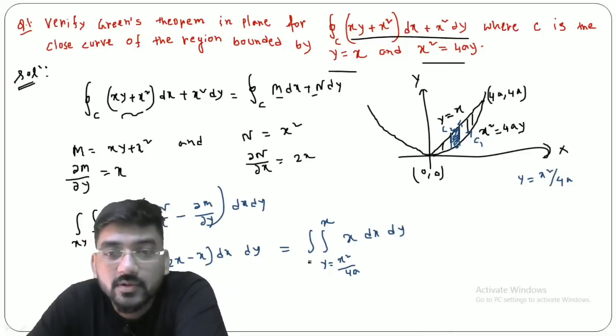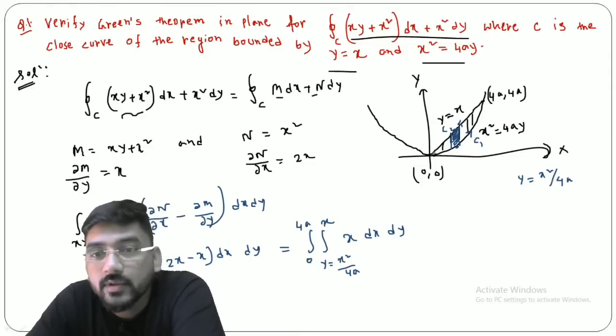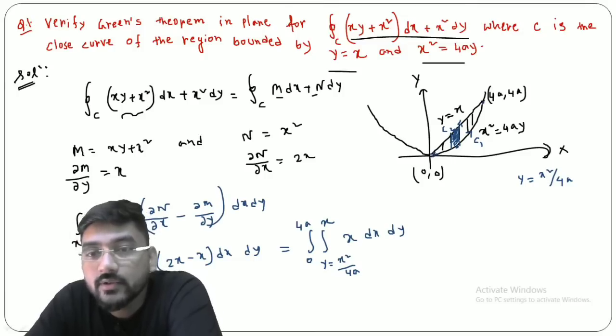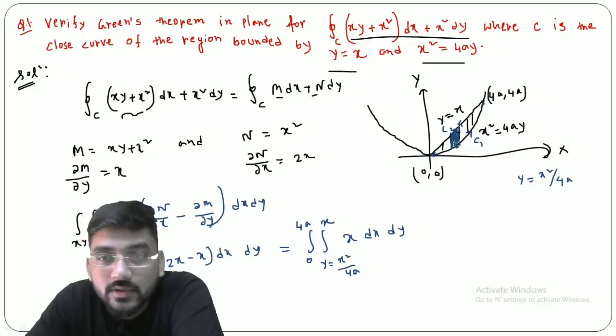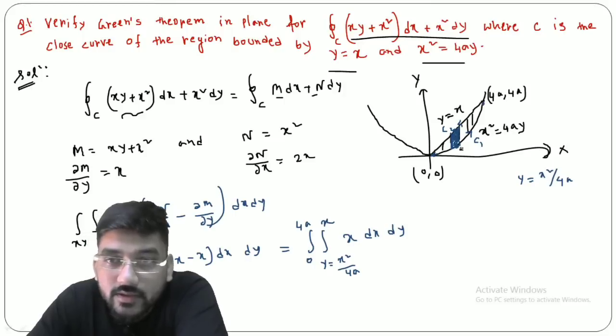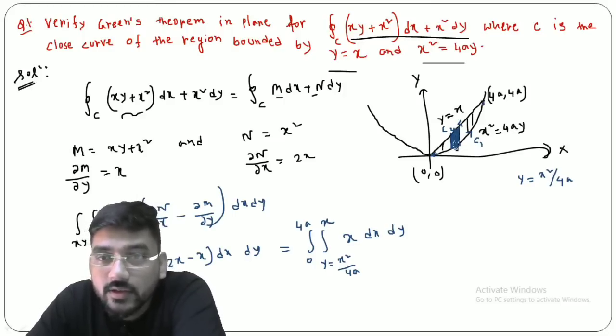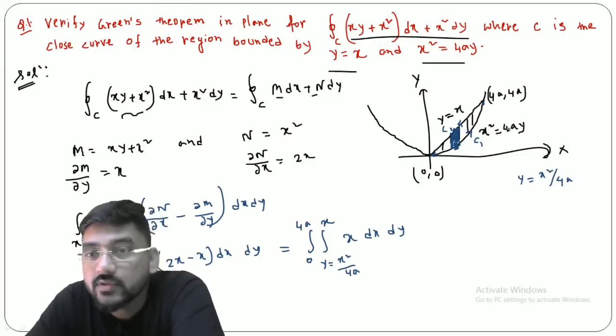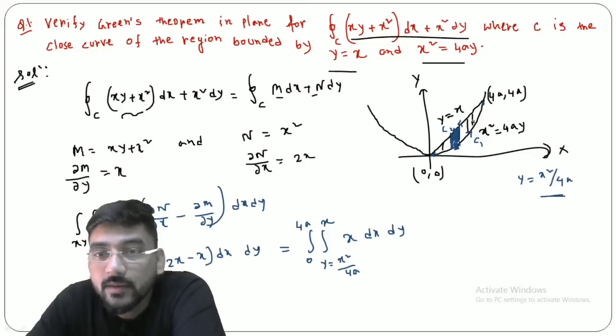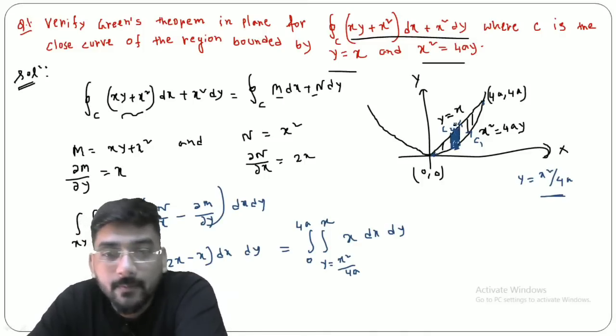So x will vary from 0 to 4a. So if you vary this portion from here to here, then the whole region will be completed, and here x will be 0 and here x will be 4a. And along this direction, the strip has extended from this point to this point, and this point is what? This point is for the curve x square is equal to 4ay. Along the y axis, it is the value of y, y is x square by 4a, and here the value is y is equal to x. Okay, now you can solve this integration first for y, then for x.